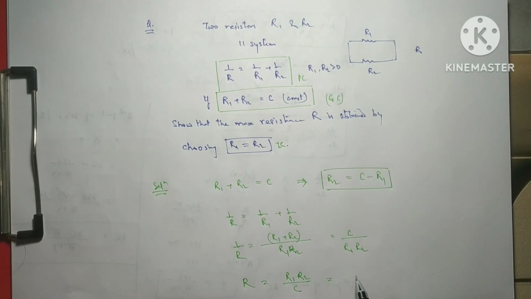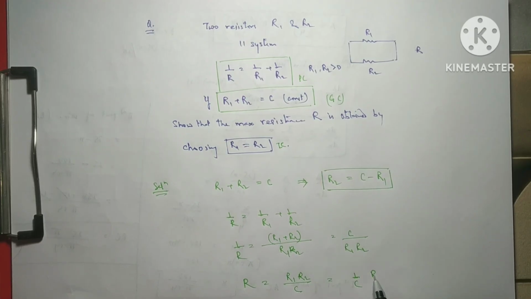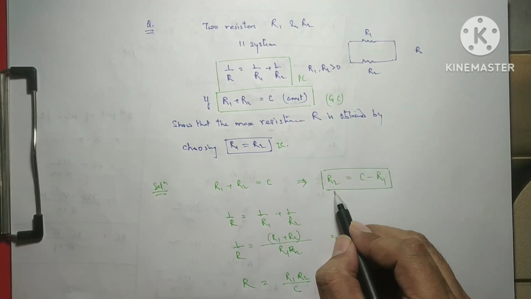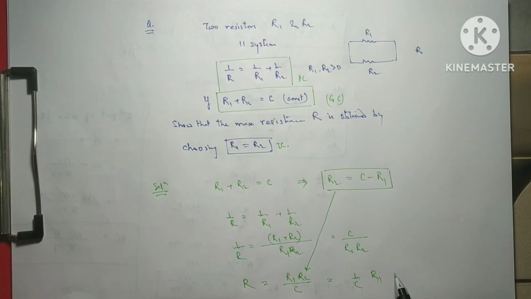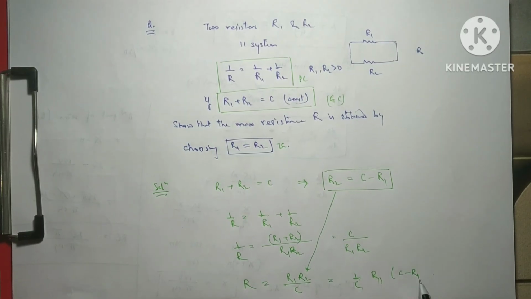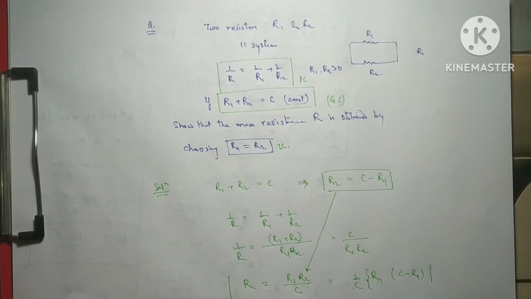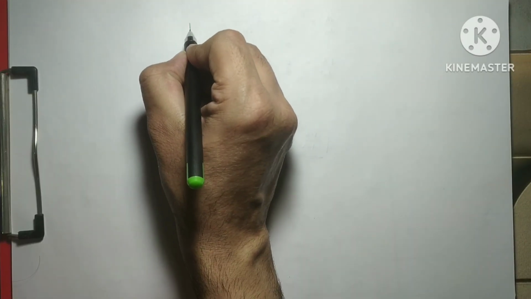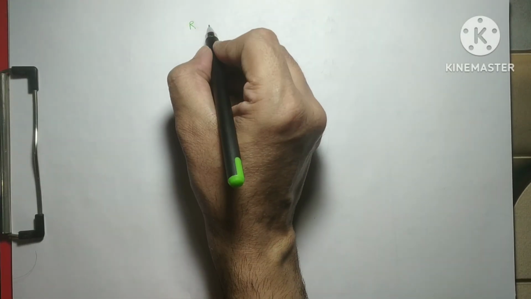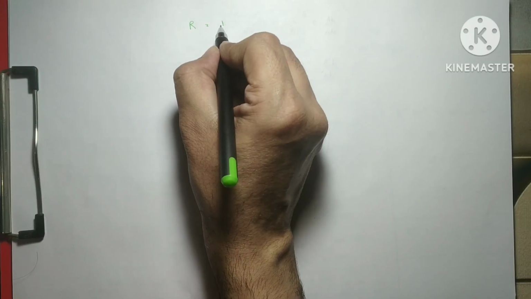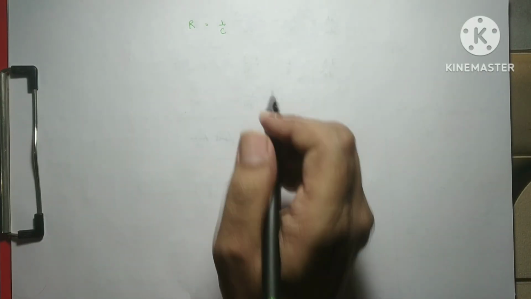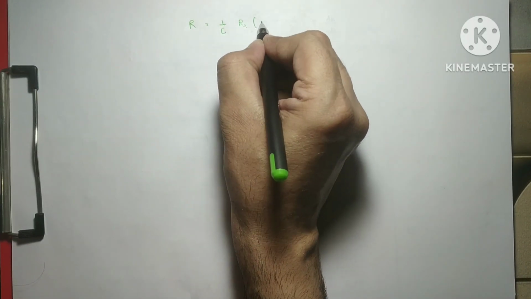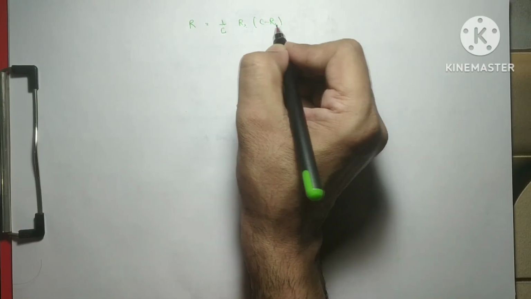So we can say it is 1 over C times R1, and what is the value of R2? So put it here, that is C minus R1. So this is the proving condition on which we will apply the second derivative test. Equivalent resistance R is 1 over C, R1 and C minus R1.